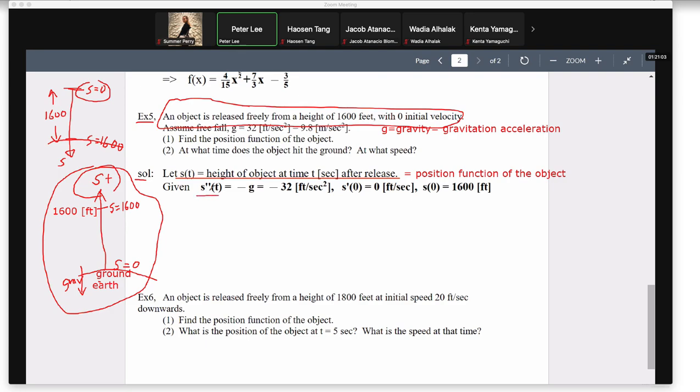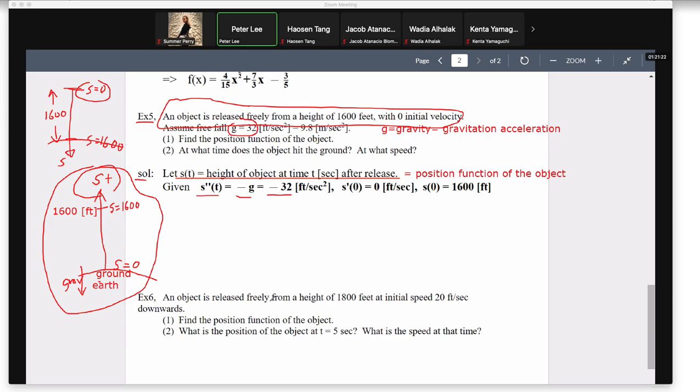Gravity is the normal time. The acceleration of the object is going to be minus g, which will be minus 32. We define this g to be 32. In this case, the actual acceleration is going to be minus 32. And this defines basically free fall.